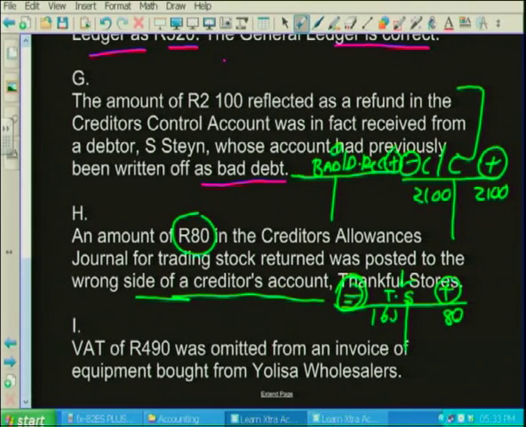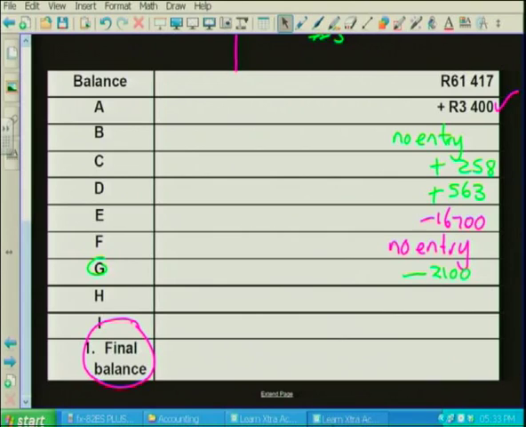Right. Is the error made in the control account? No, it's not, because they clearly tell you it was posted to the wrong side of the creditor's account. Okay, so let's now go to our answer sheet.